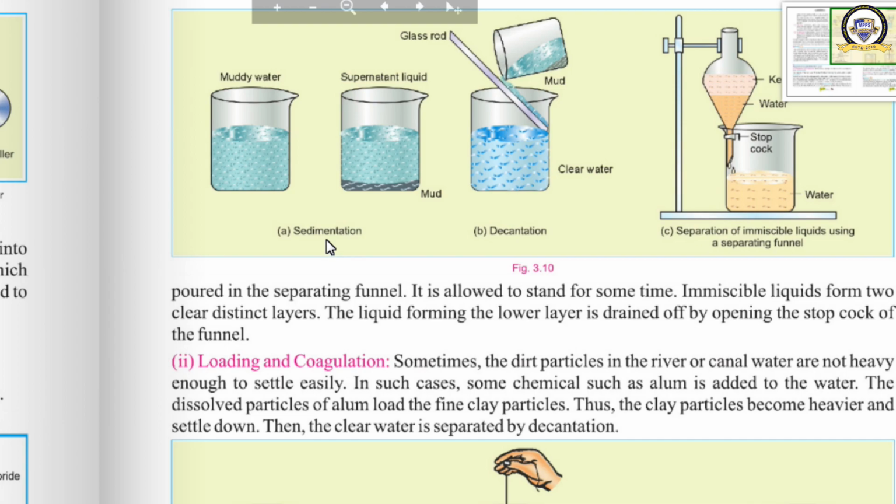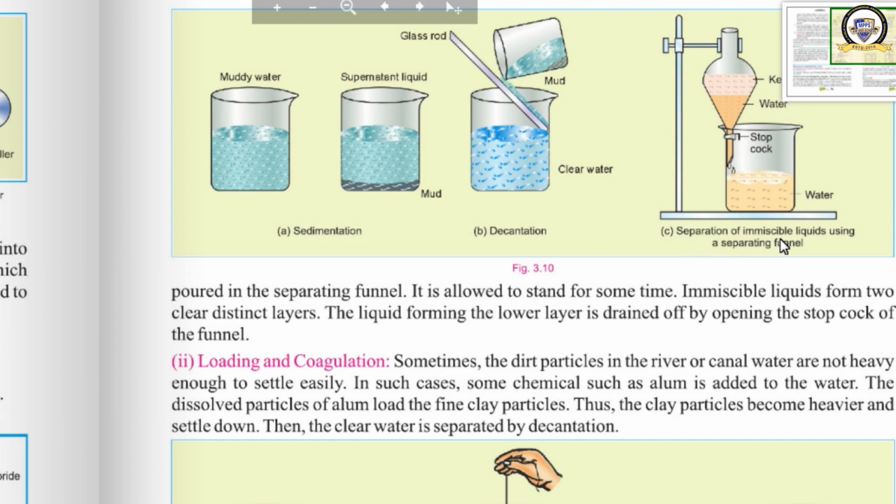First one is sedimentation. This is muddy water. After some time, the mud settles down. Then we will pour the clear water with the help of a glass rod into another beaker so that we can get clean water. Okay.